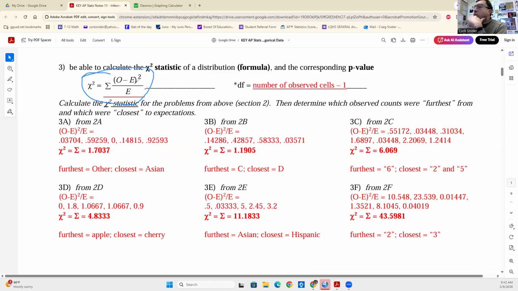O minus E squared divided by E. I'm getting my calculator out here. Okay, so it's pretty simple. Now, like I said, Desmos will do it all for you, but you should know how to do it by hand. So I'm going to go to one of the easier problems that's smaller.